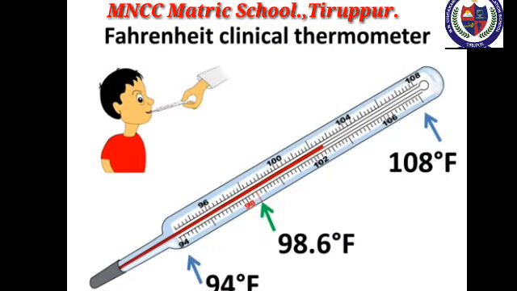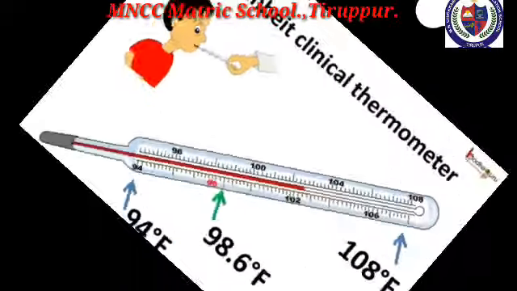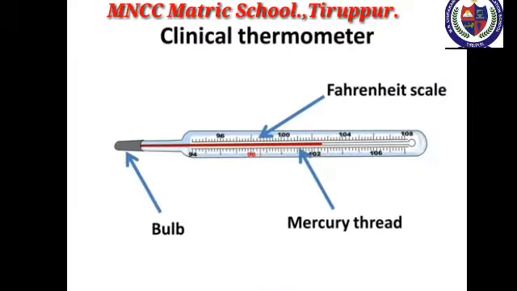When we have a fever, our body is hotter than normal. You must have seen or used a clinical thermometer used to measure the body temperature. If you look closely at the Fahrenheit scale, the measuring starts from 94 degree Fahrenheit till 108 degree Fahrenheit. F stands for Fahrenheit scale. This is another unit of temperature and the normal body temperature is 98.6 degree Fahrenheit.